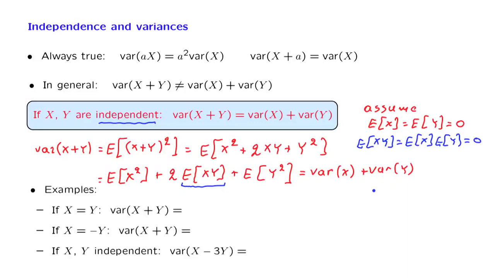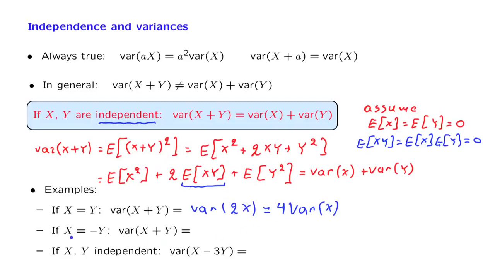Let us now look at some examples. Suppose that x is the same random variable as y. Clearly, this is a case where independence fails to hold. If I tell you the value of x, then you know the value of y. So in this case, the variance of the sum is the same as the variance of twice x. Since x is the same as y, x plus y is 2 times x. And then using the property for the variance of what happens when we multiply by a constant, this is going to be 4 times the variance of x.